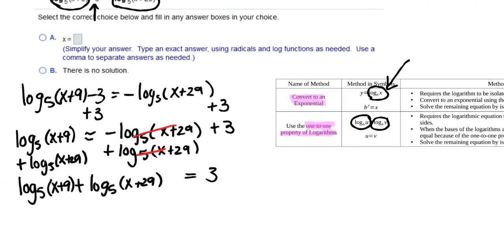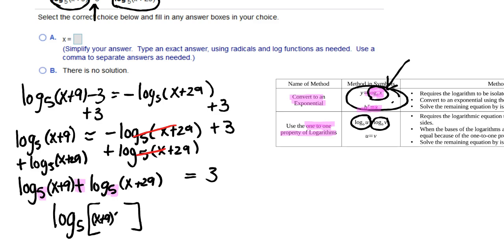So now we have logs on one side, just like that method of converting to an exponential. But the problem is that we have to condense into a single log first. We need a single log before we convert. So we're going to condense to a single log using the product rule. I'm condensing to a product because there's a sum of logs with the same base. So I'm going to have x plus 9 times x plus 29.